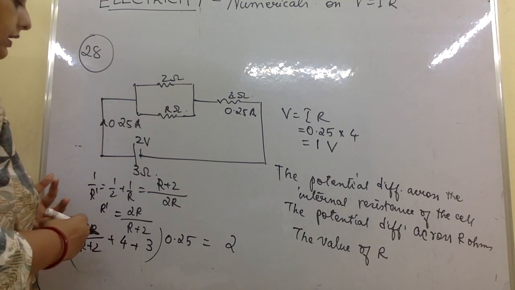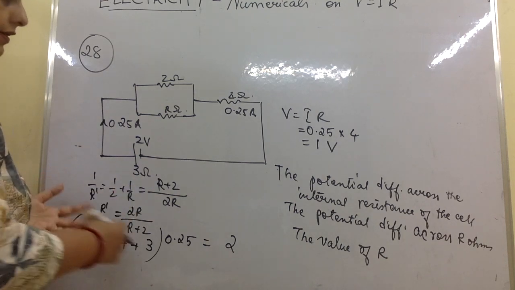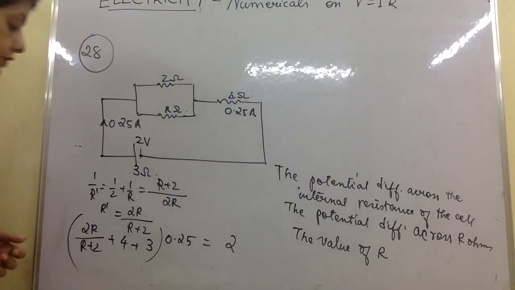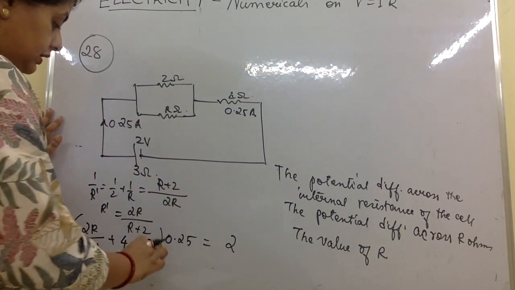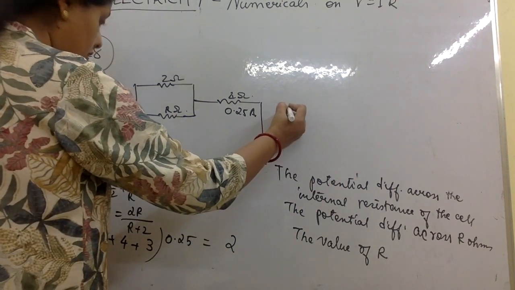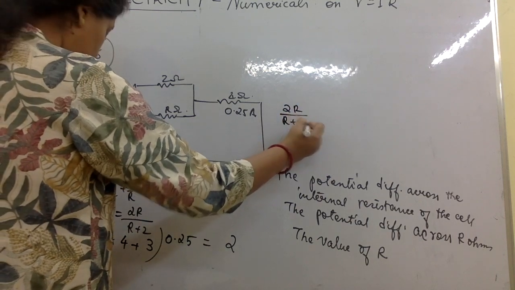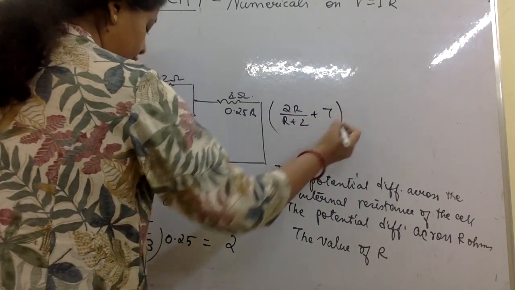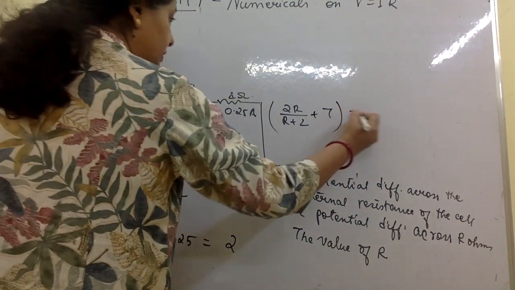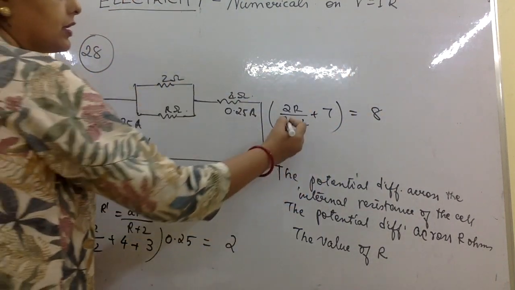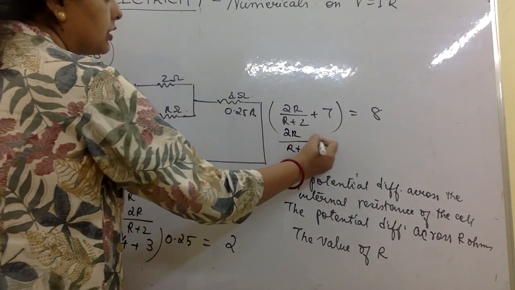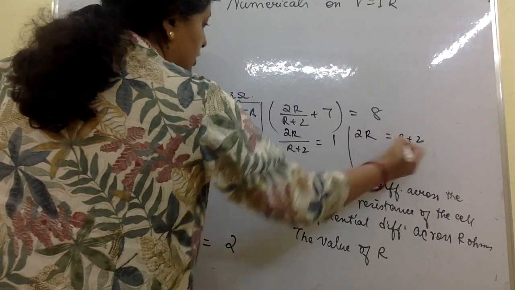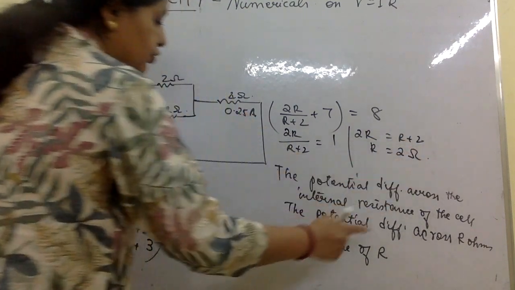So first thing is, let us first find the value of R. Once we find the value of R, we can find the rest of the things. So here, this is how much? This is 2R by R plus 2, plus 7, into 1 by 4, that is 0.25. So I will make this straight 8, since I multiplied by 1 by 4 there. So 2R over R plus 2 is 1. Now 2R is equal to R plus 2. So R is equal to 2 ohms.